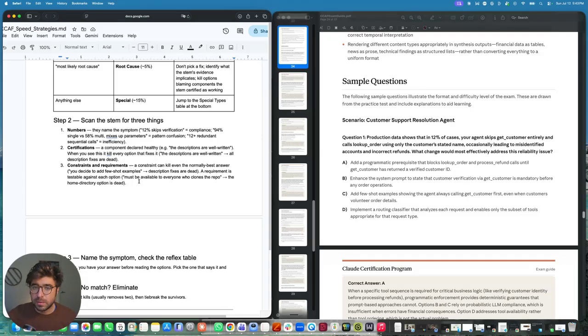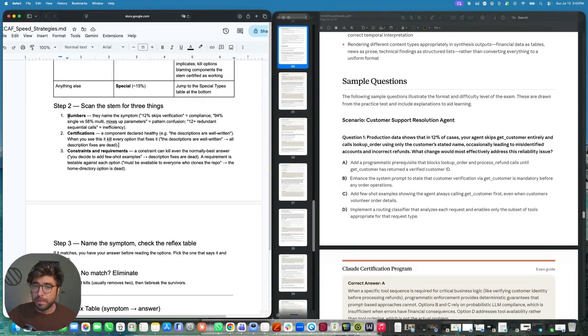All right. So after you've scanned through and you've identified these 3 things, you're going to go down into step 3, which is you're going to identify that symptom that you picked out from the numbers, and you're going to check the reflex table, which is right here.